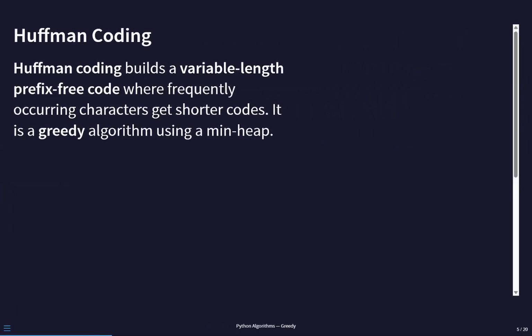Huffman coding is a greedy algorithm that builds an optimal lossless compression scheme. Characters that appear frequently get short bit codes. Characters that appear rarely get long ones. The key insight: never waste short codes on rare characters.